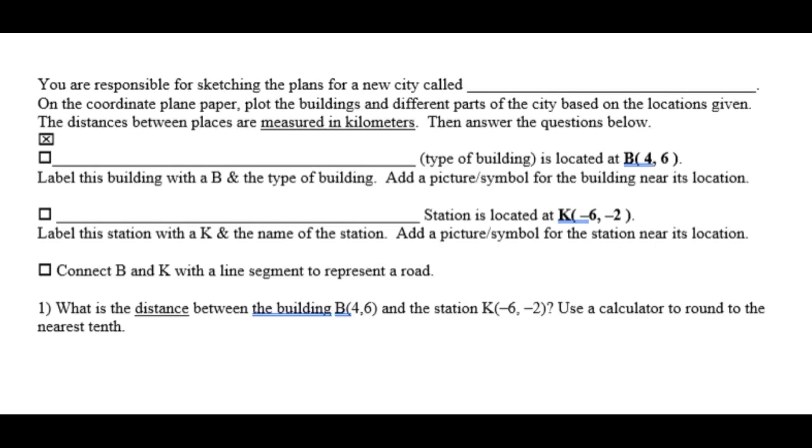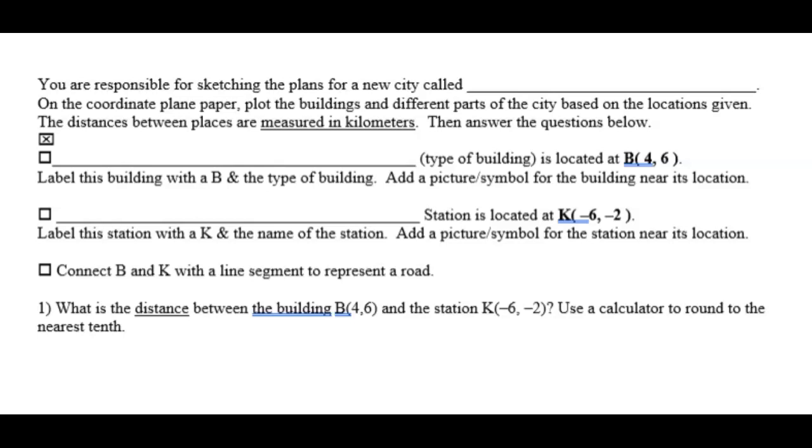Okay, so here's what our directions look like. They're very wordy, but you can do it. You have to actually read. You're responsible for sketching the plans of a new city called, and you name your city. Your name does not have to match your partner's if you're working with a partner. On the coordinate plane, that's the graph paper, plot the buildings in different parts of the city and locations given. The distance between the places is measured in kilometers, so your units should be in your calculations. Then answer the questions below, okay?